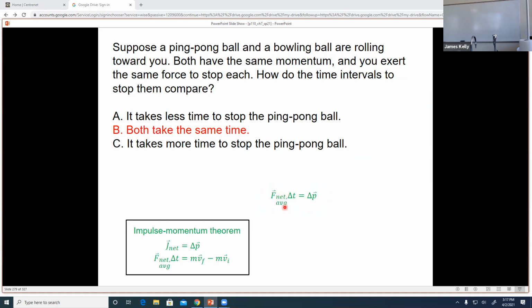And again, this is the net force, but the other two forces cancel out. If they're rolling, there's a normal force and a weight force, and those are going to cancel out. So this net force really just reduces down to the force we're applying. Delta P is the same, F net is the same, and therefore delta T will be the same, the amount of time it takes between initial and final. Questions on that one?